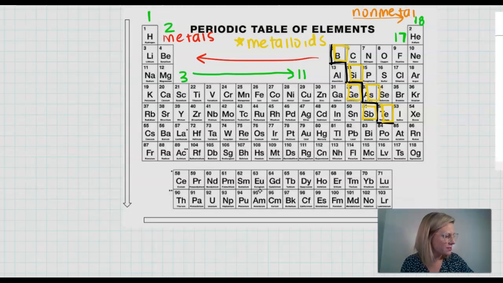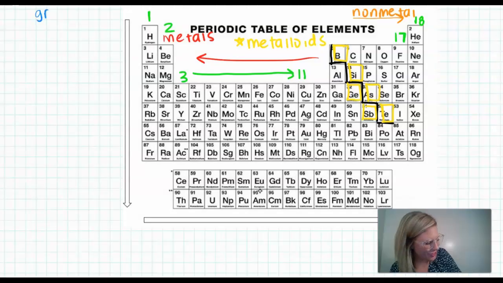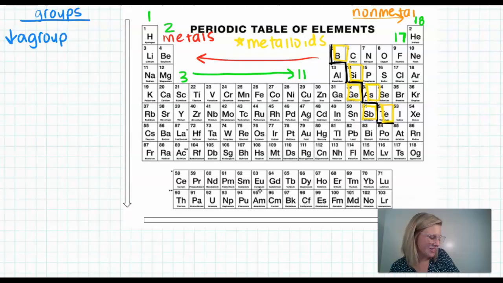Now let's talk about trends. The first trend that we talked about is atomic radius. We're going to use this for the groups discussion over here on this side. So as we go down a group, the atomic radius increases. And why, again, is that the case? Well, as you go from top to bottom, there's an increase in the number of electron shells.